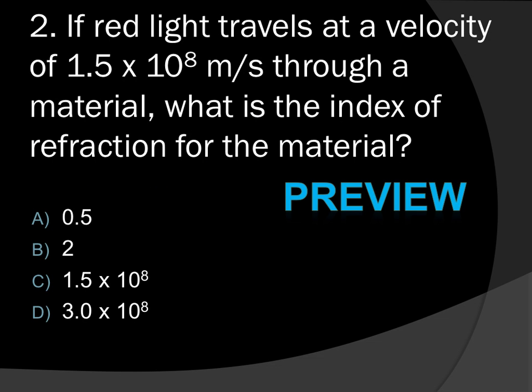Number 2, if red light travels at a velocity of 1.5 times 10 to the 8th meters per second through a material, what is the index of refraction of the material? So there's a bit of math in this. Hooray, math! Take a look at this number. This is a speed, but it's also not the speed of light that we've mentioned before in class. That's because the speed of light that we've mentioned in class, that 3 times 10 to the 8th power, is the speed of light through a vacuum where there's nothing in the way. Today we're going to learn about how light moves when there is stuff in the way, which can change our speed.